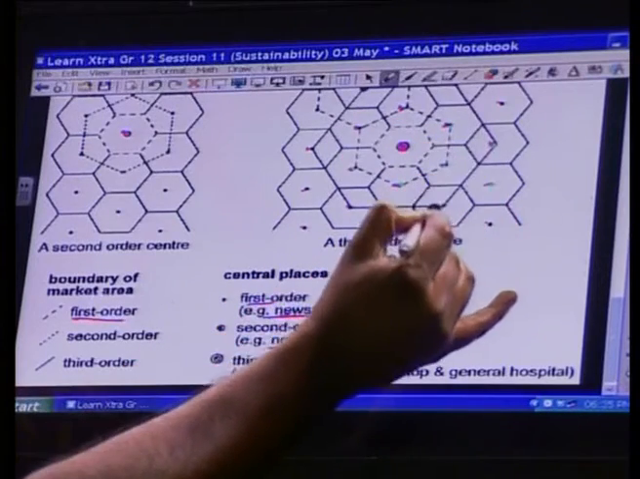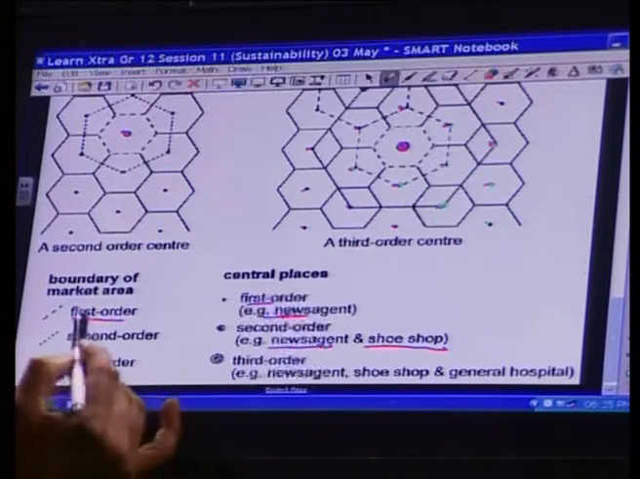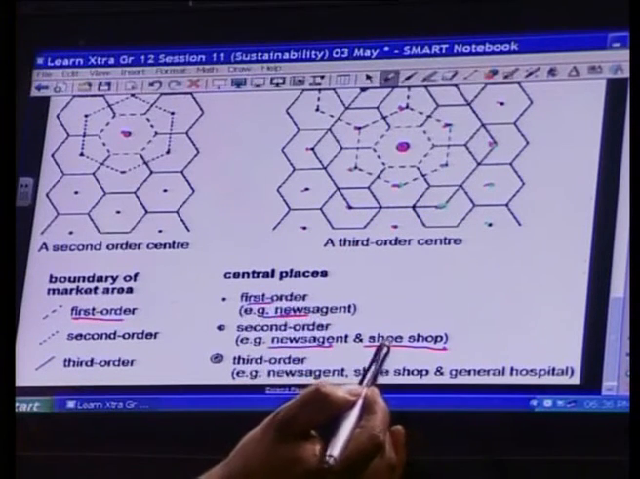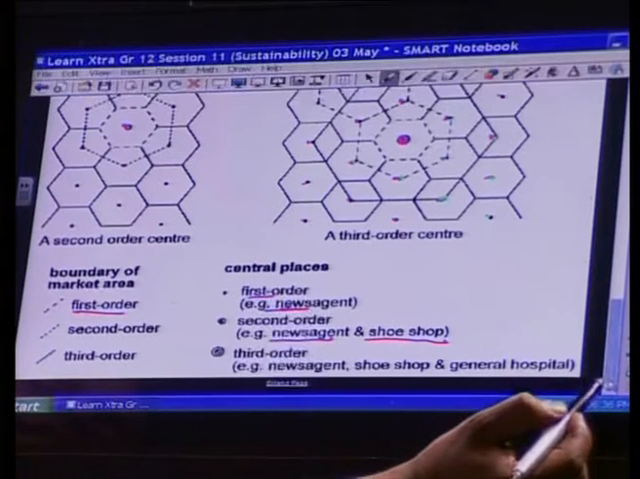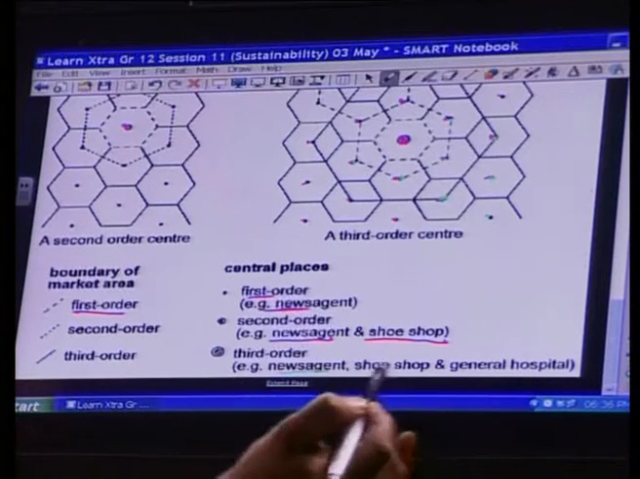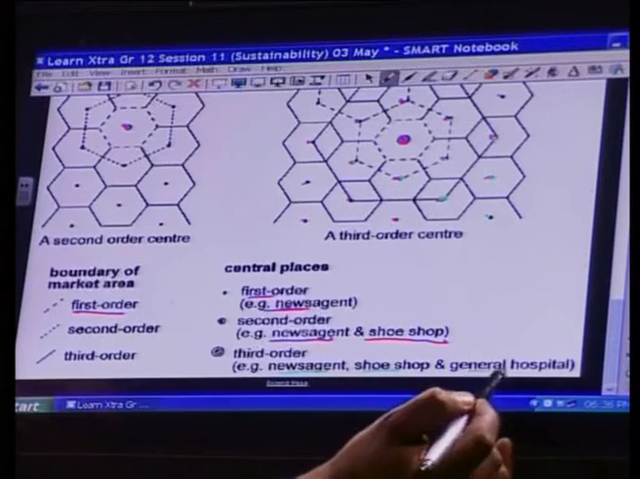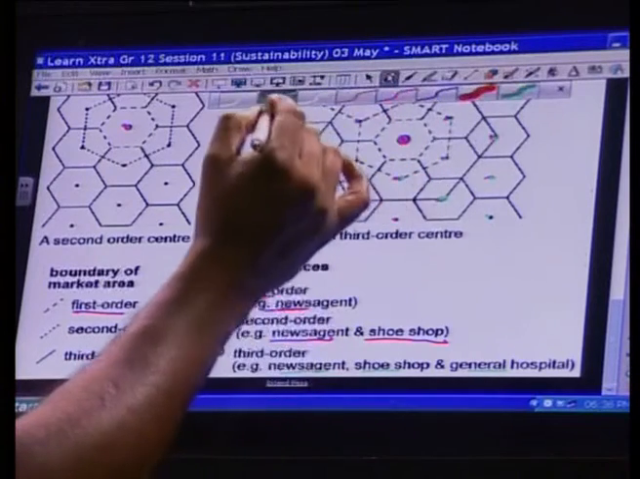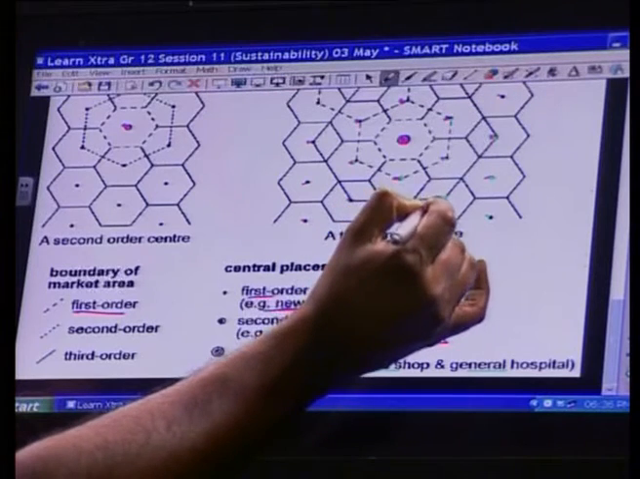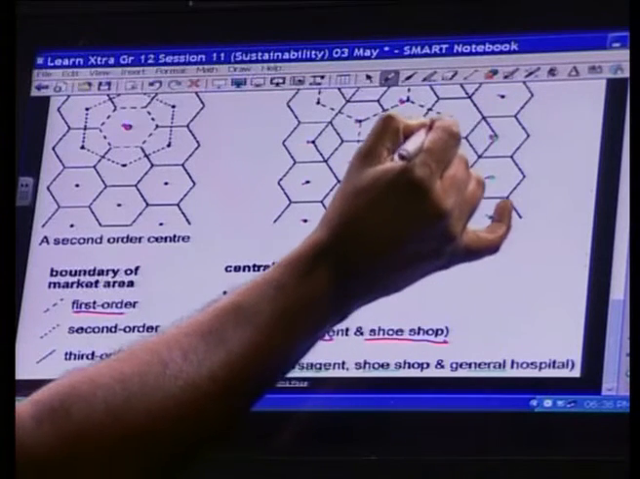So the areas in green had both first order, for example news agents, and second order, as well as a shoe shop. Then he further researched urban centers where there was a third order function: a news agent, a shoe shop, as well as a general hospital. And he found that general hospitals were located accordingly.